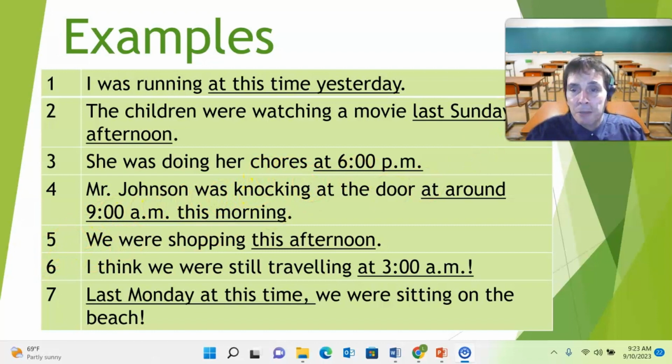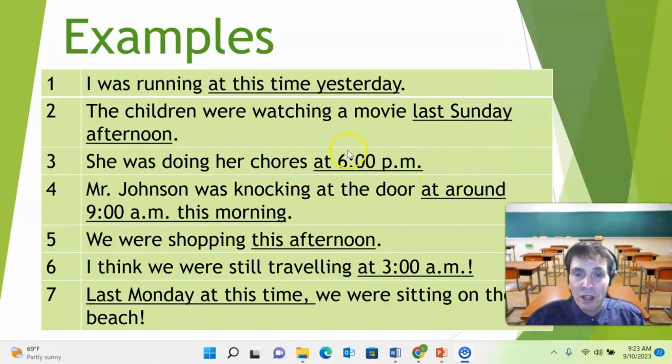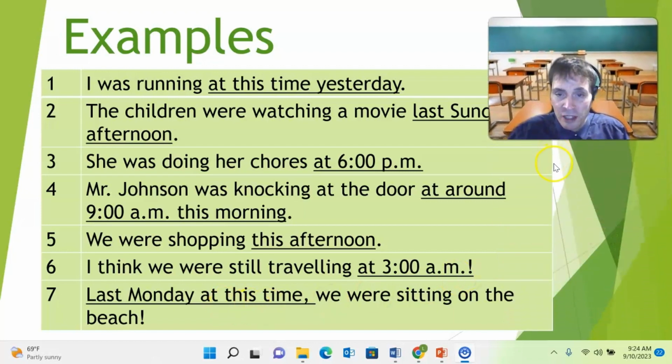So different time expressions that we can use are at this time yesterday, last Sunday afternoon, at 6 p.m., at around 9 a.m. this morning, this afternoon, at 3 a.m., and again, last Monday at this time. So these are different time expressions that we can use with the past continuous.